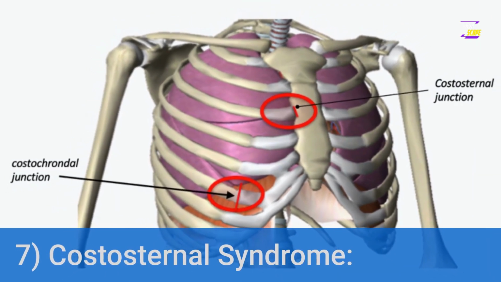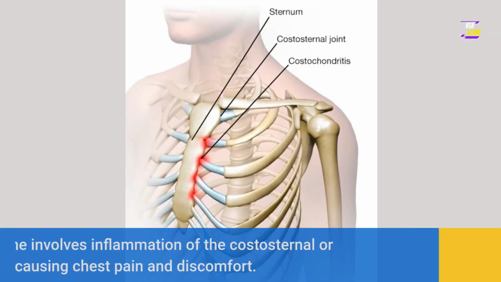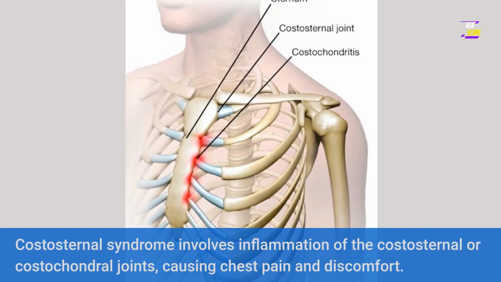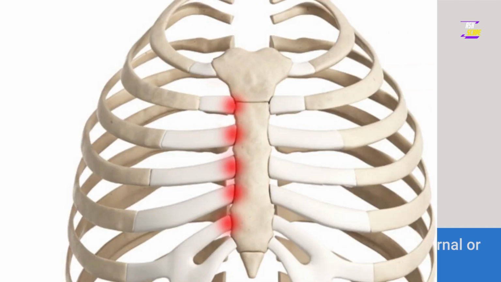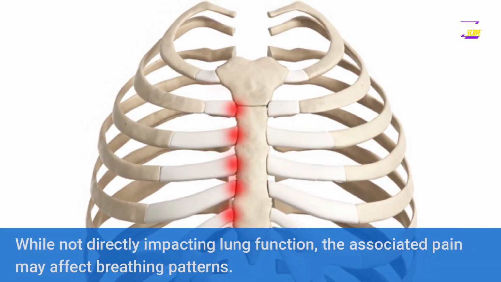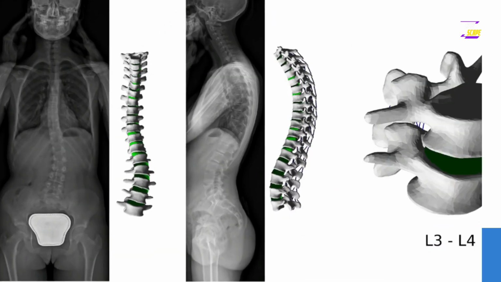7. Costosternal syndrome. Costosternal syndrome involves inflammation of the costosternal or costochondral joints, causing chest pain and discomfort. While not directly impacting lung function, the associated pain may affect breathing patterns.